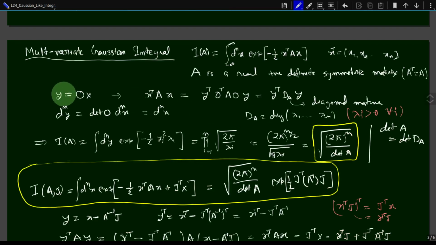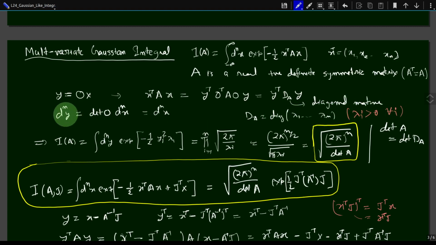Then I define another variable y, which is O times x, some orthogonal transformation, such that x transpose Ax becomes y transpose O transpose AOy, and this O transpose is also O inverse, because O transpose O is 1 for orthogonal matrices. So it is basically O inverse AO, a symmetry transformation, and I choose a symmetry transformation that diagonalizes this matrix A to dA, where the diagonal entries are just lambdas, with all lambda i greater than 0 for all i.